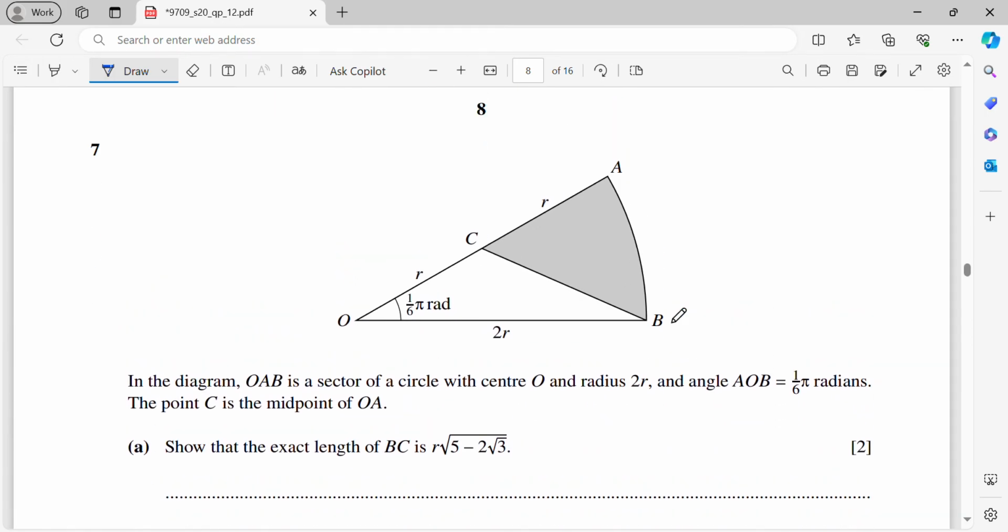Okay, now question number 7. In the diagram, OAB is a sector of circle with center O and radius 2r. Okay, so OAB, that means here is 2r.